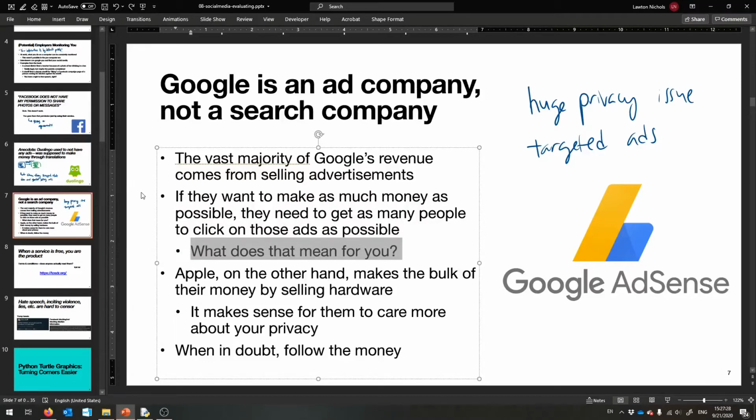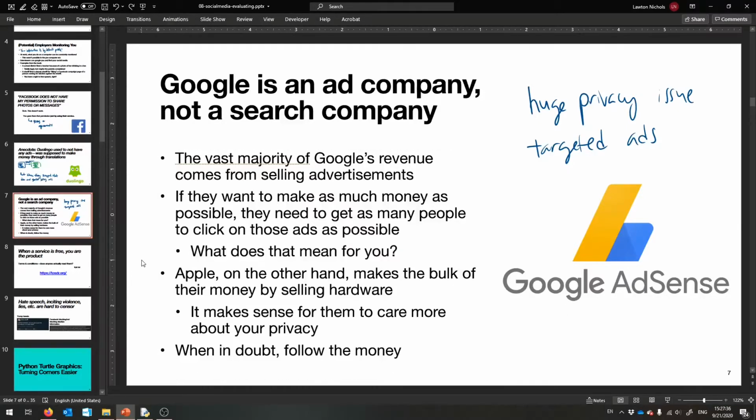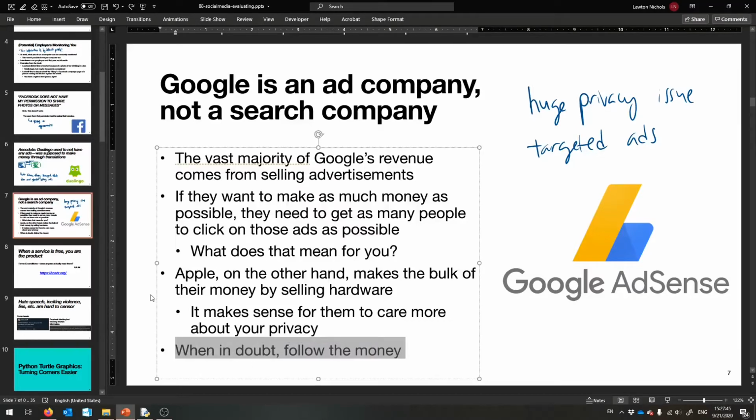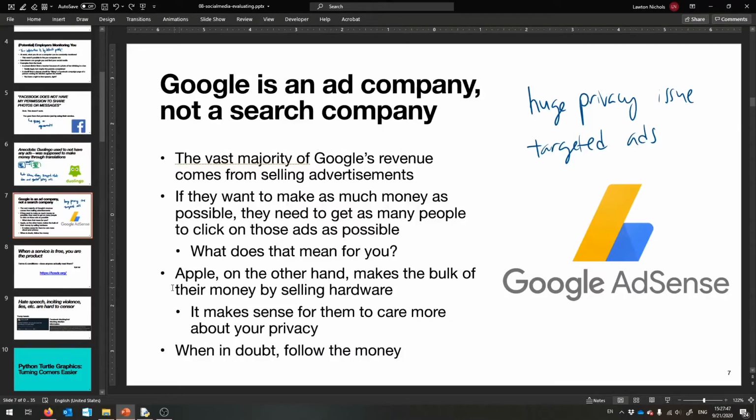And so maybe you should be using a different search engine, like DuckDuckGo, if you've heard of that. I had a little picture of it one day, and they don't track your information. So that is one side of things. When in doubt, follow the money. That's a big idea. And then let's talk about Apple.